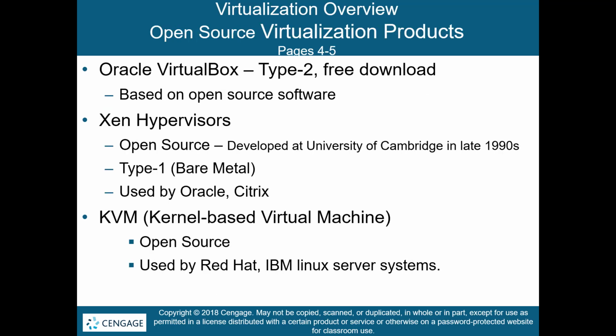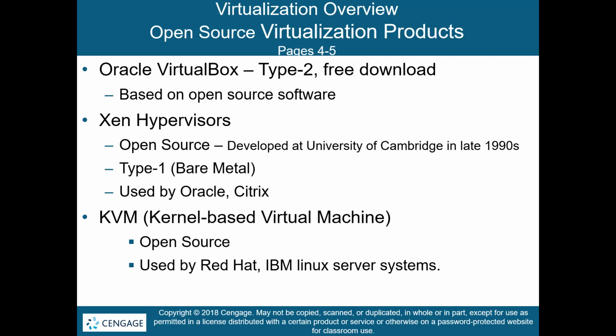In addition to the major commercial vendors such as VMware and Microsoft, a number of companies also provide virtualization software based on open source. One of those is Oracle. Oracle VirtualBox is a Type 2 free download virtualization hypervisor, and we'll be covering using Oracle VirtualBox in Chapter 2.